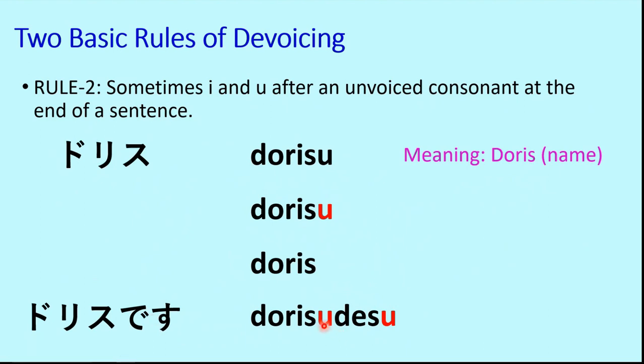So here, u is not sandwiched between two unvoiced consonants. Here, s is an unvoiced consonant, but the d is a voiced consonant. But even then, this u is getting devoiced. So it remains as Doris desu. It's not Dorisu desu, it's Doris desu. And the reason is that this is a proper noun. It's not a common noun, and it's the name of a person, so it cannot be changed. So Doris remains as Doris. Whether it is Doris or Doris desu, devoicing will still be applicable.